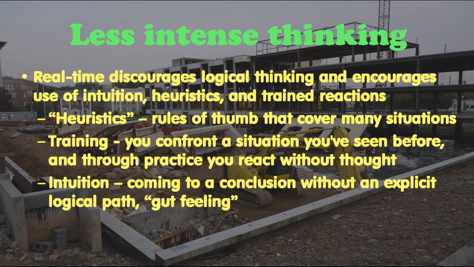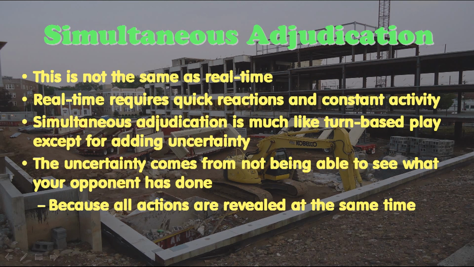Intuition, of course, is coming to a conclusion without an explicit logical path, a gut feeling, in other words, and it's quicker, although it's not generally as efficient as logic. So, simultaneous adjudication lets each player think, then all give their orders. And in a tabletop game, that means generally they have to write their orders down, like in the game Diplomacy. And then all those orders are adjudicated simultaneously. So the action of the assets is simultaneous, even though the action of the players is not.